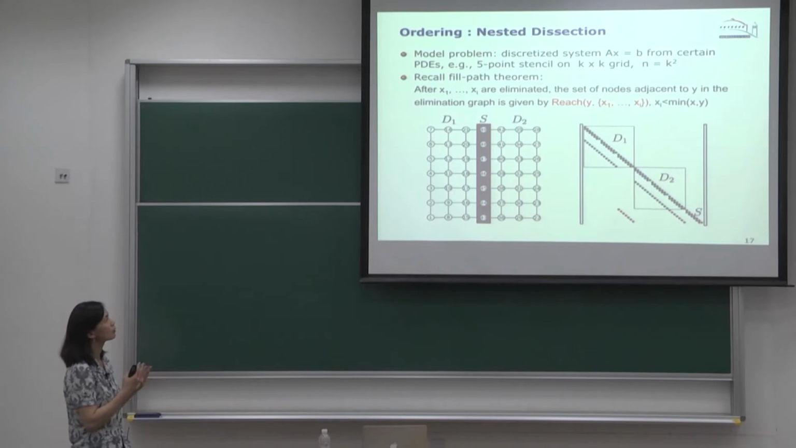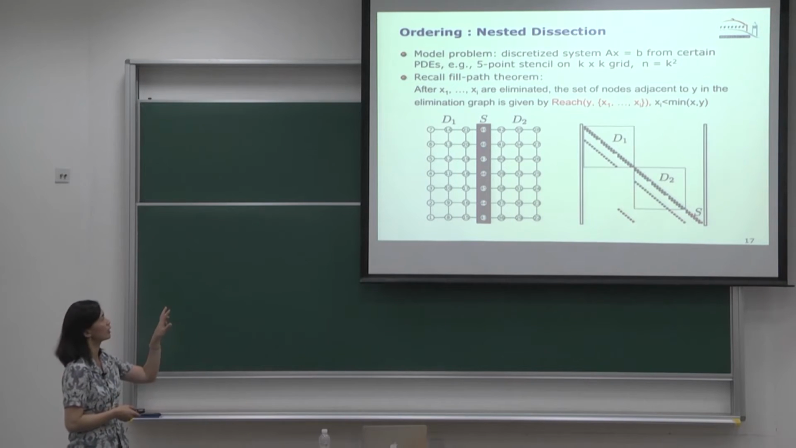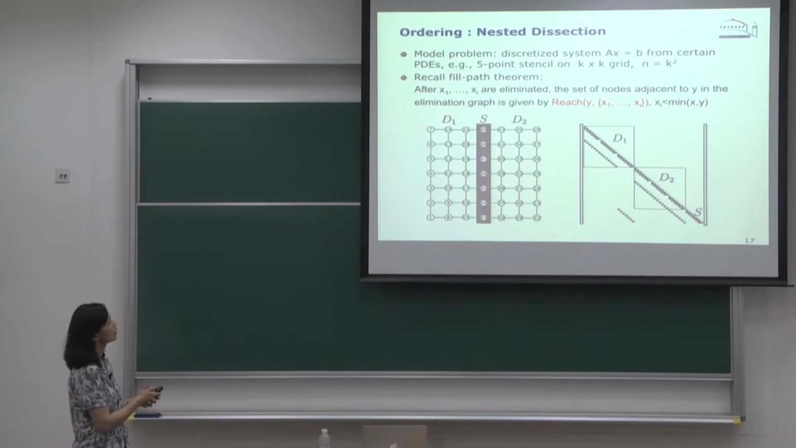Is that right? So that's why, in the beginning, I was mentioning this reachable set, the reachability property. It's a very powerful tool for you to think not at a lower level, at each detail, but at a higher level, about where your fill is going to be. And at least here, you know that these two halves will not be connected. They will not generate any fill between any vertex on the left side, D1, and any vertex on D2. They may be connected to the S part, but not connected between them.